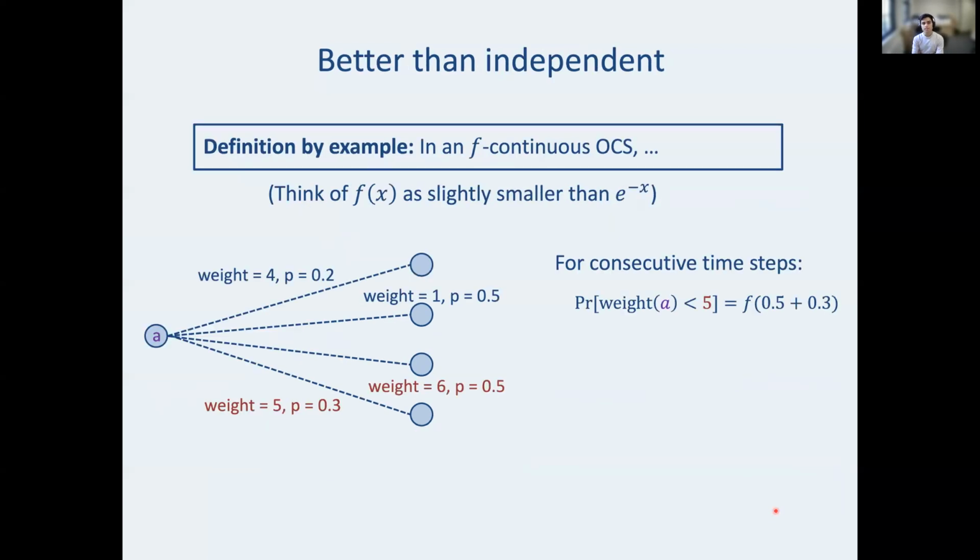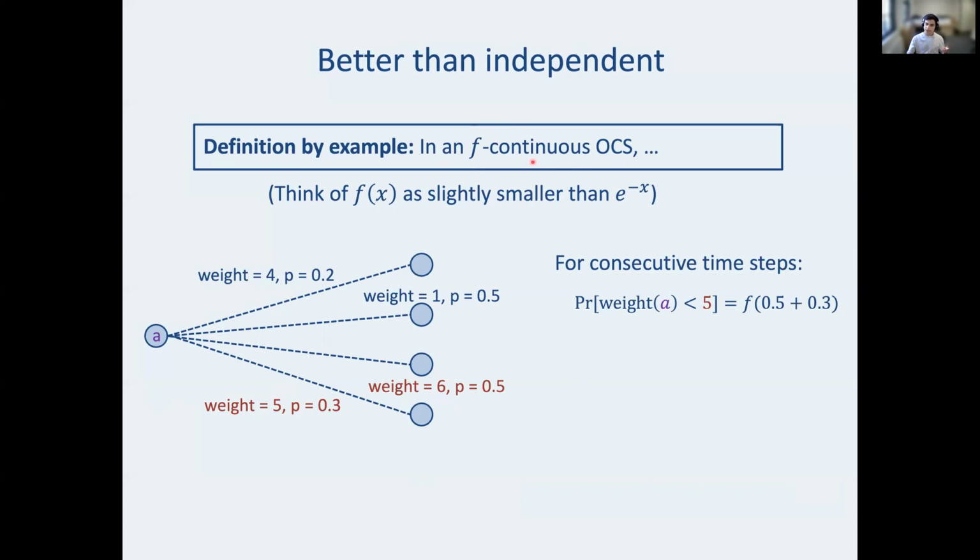Okay, so what does it mean to have an OCS that is better than independent? To go over a full definition of how we quantify the strength of the OCS would require introducing more notation than I would like in this presentation. So instead, I'm going to do a definition by example and see what sorts of guarantees an OCS has. The definition of an f-continuous OCS is parameterized by a function f, which you should think of f of x being something slightly smaller than e to the negative x. And the smaller f is, the stronger the OCS is.